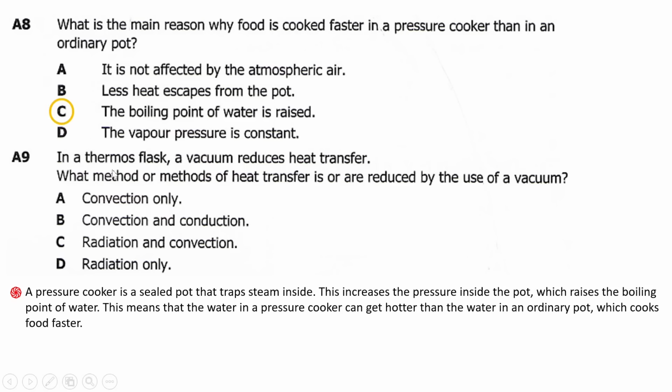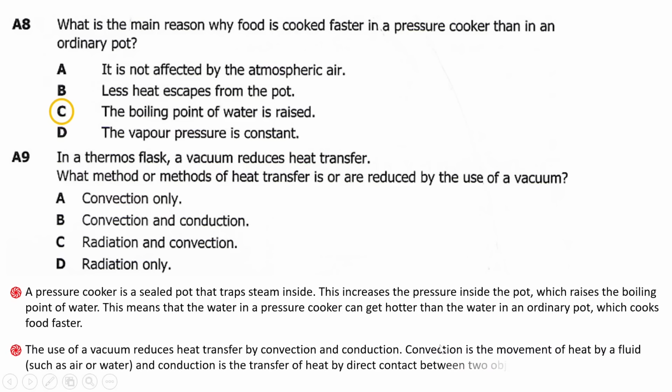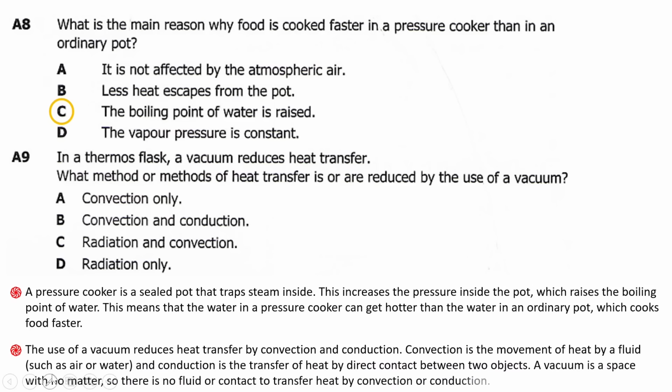Then A9 says, in a thermos flask, a vacuum reduces heat transfer. What method or methods of heat transfer is or are reduced by the use of a vacuum? So let me give you also this theory. The use of a vacuum reduces heat transfer by convection and conduction. Convection is the movement of heat by a fluid such as air or water, and conduction is the transfer of heat by direct contact between two objects.